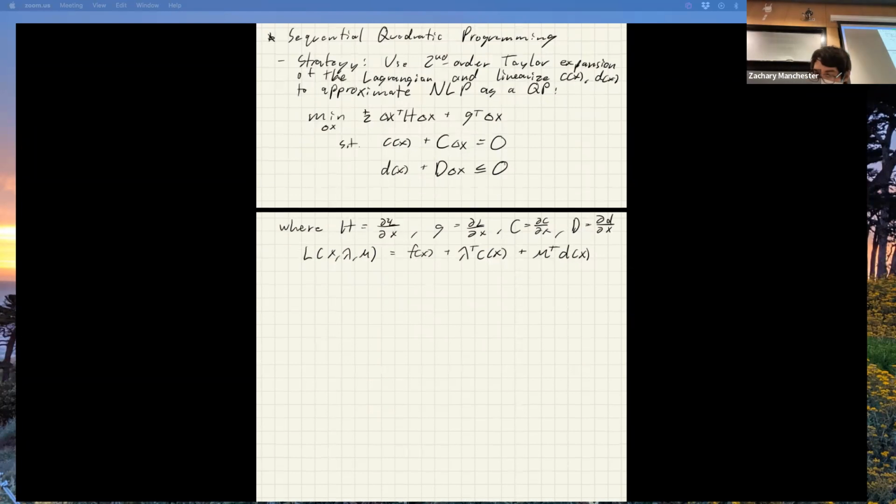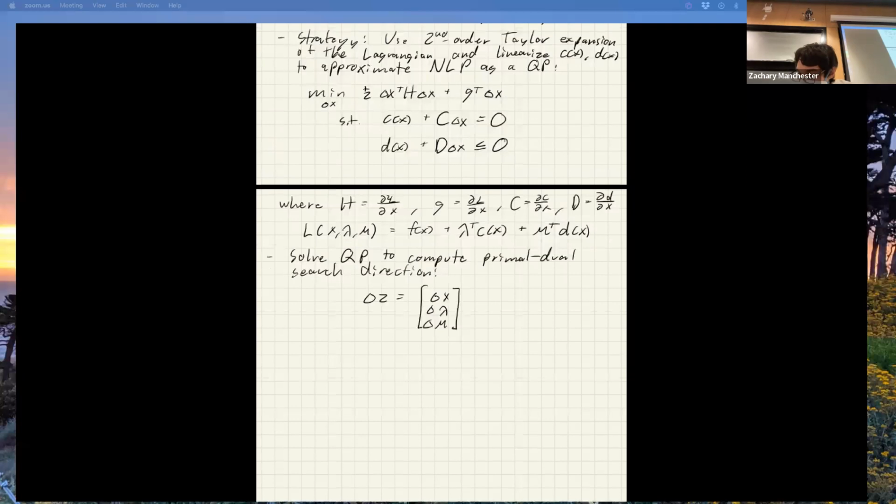So you do that, you have some guess, take your big Taylor expansion, linearize, quadraticize, get a QP, solve the QP, and now you've got a search direction, just like when we did Newton before. So you'll solve that QP, you'll get some search direction that looks like this, where you'll have a delta X, a delta lambda, a delta mu. And then you're going to do a line search using that search direction, just like we talked about before with a merit function.